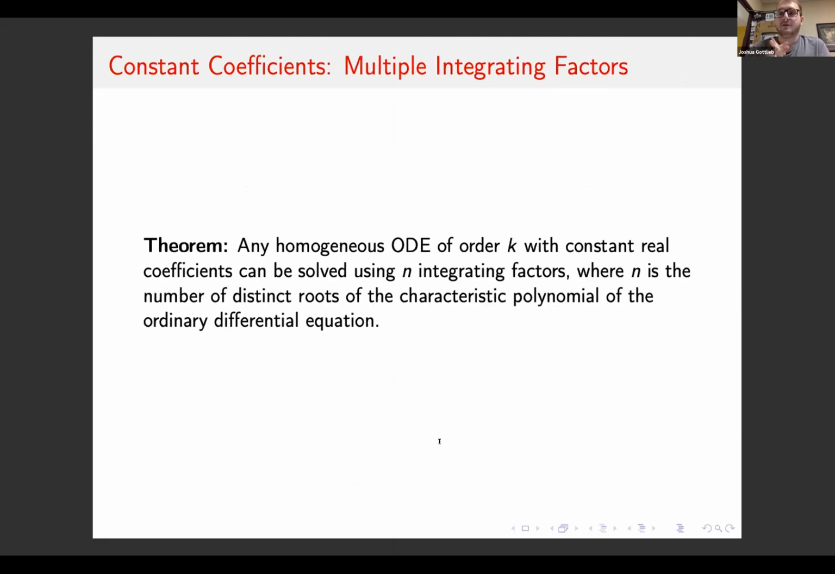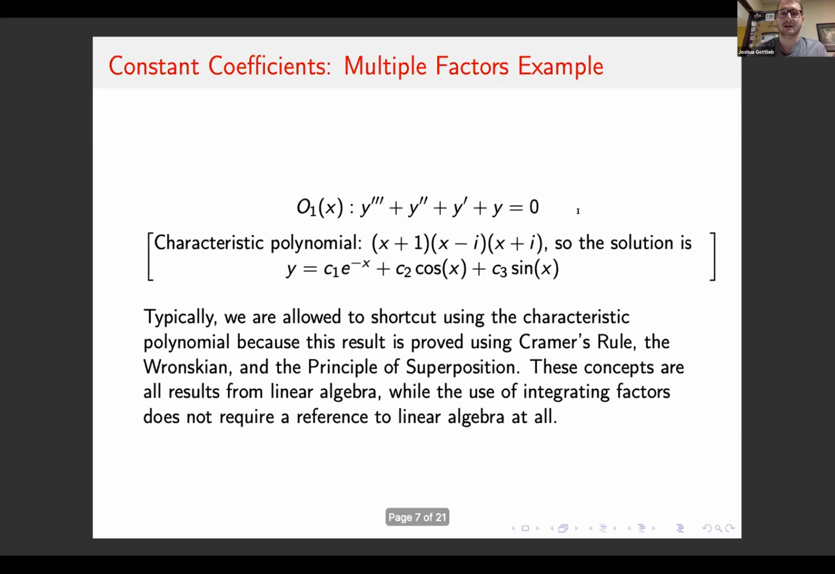What about if you have multiple solutions? So it's not just one repeated solution. If you've got constant real coefficients, you can use n integrating factors, where n is the number of distinct roots of the characteristic polynomial. And in order to do this, we're going to use some facts about recentering polynomials, and we're going to successively reduce the order of our ordinary differential equation. So this example, y triple prime plus y double prime plus y equals 0, is a third order ODE, and it has a characteristic polynomial of (x plus 1) times (x minus i) times (x plus i). So the solution should be c1 e to the negative x plus c2 cosine of x plus c3 sine of x.